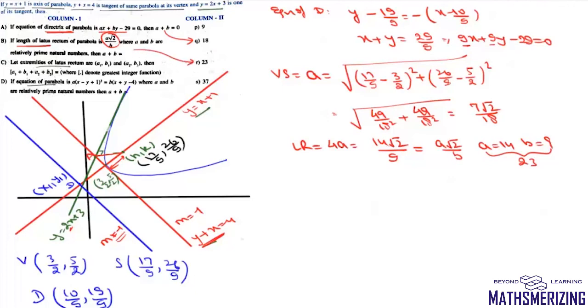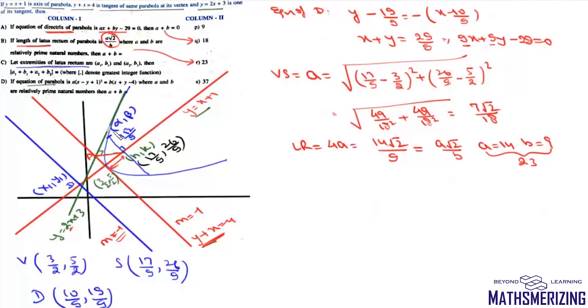Now the third thing that we need to find is the extremities of latus rectum. So we know that latus rectum is a line which passes through the focus and is perpendicular to the axis. So we'll say this point is, suppose, alpha comma beta, and it is at a distance of 2a. And what's 2a? 2a is 7 root 2 by 9 units.